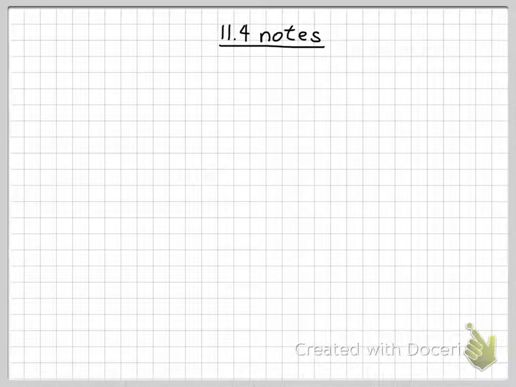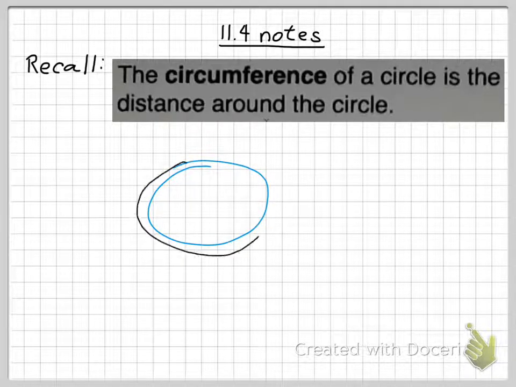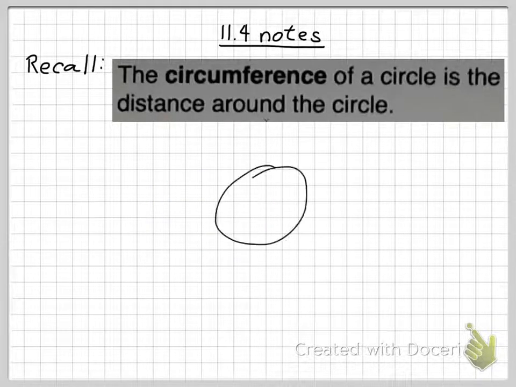Before we begin with the notes, let's do a couple of review items that we've covered in the past. The first one is that the circumference of a circle is the distance around the circle. So say that's your circle, and this would be the whole entire distance around the circle. That's the circumference. It's sort of like the word perimeter, but it's a circle, so we're talking about the circumference. It's the distance around a circle, whereas perimeter is the distance around a polygon.